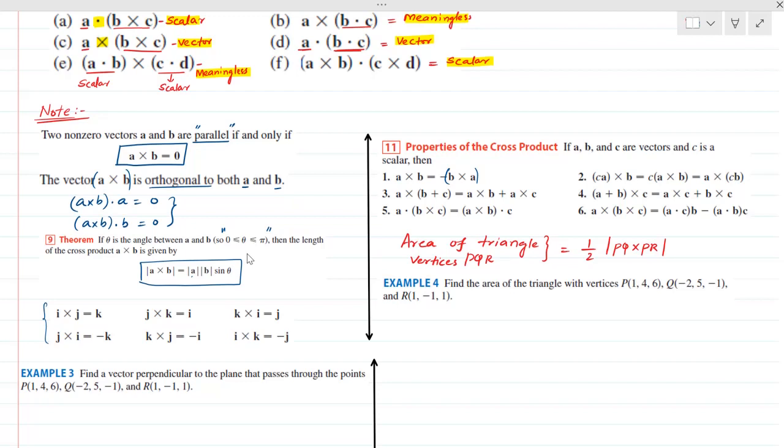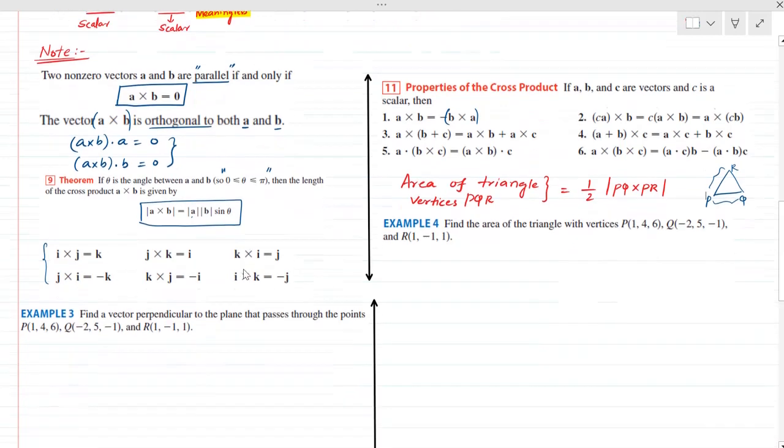Now, a very important thing here: the area of the triangle with vertices P, Q, R. If you have 3 vertices, how will you calculate the area? This is P, this is Q, and this is R. So how will you calculate it? Half into the cross product of the length of this and the length of this. So I have to take the magnitude of the cross product, times half.